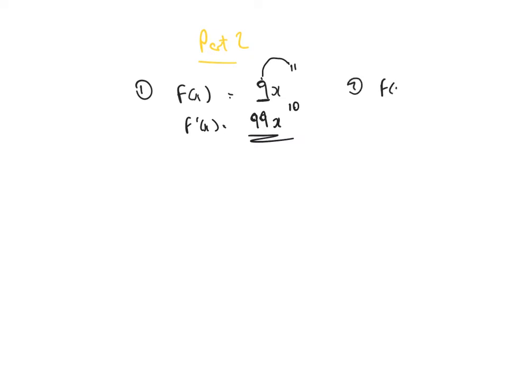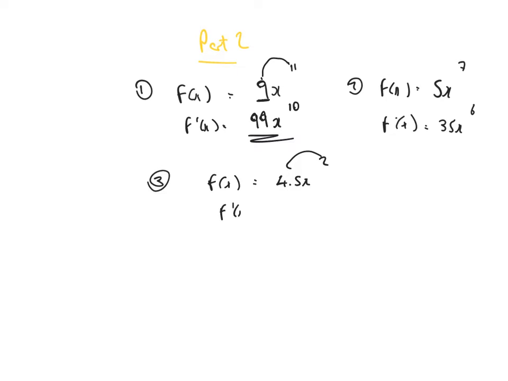Example 2. F of x equals 5x to the 7. Bring the power down, multiply, take 1 away from the power, 35x to the 6. Example 3. F of x equals 4.5x to the 2. Bring the power down, multiply, take 1 away from the power. Okay, so 4.5 times 2 is 9. Bring the power down, multiply, take 1 away from the power. That's going to be 9x to the 1, which I can just leave then as 9x.